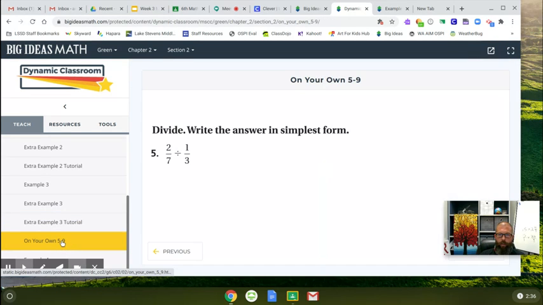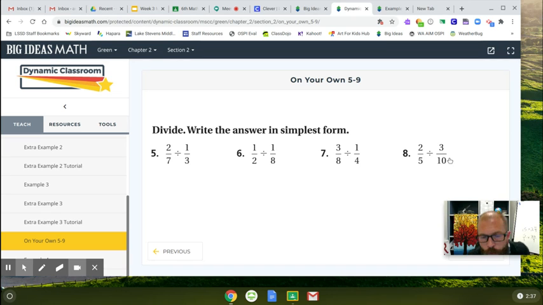So we're going to do some on your owns here. You're going to divide, write the answer in simplest form. We are doing 5, 6, 7, and 8, not number 9. So instead of dividing, we're going to flip and multiply. Flip and multiply. And remember, don't flip the first number, you flip the second number. Okay? So go ahead and pause your video and try those out.